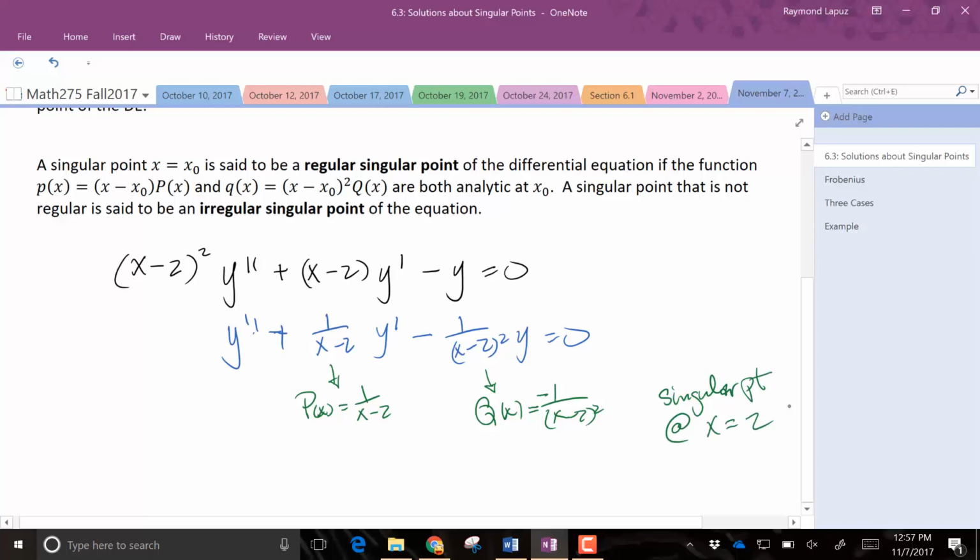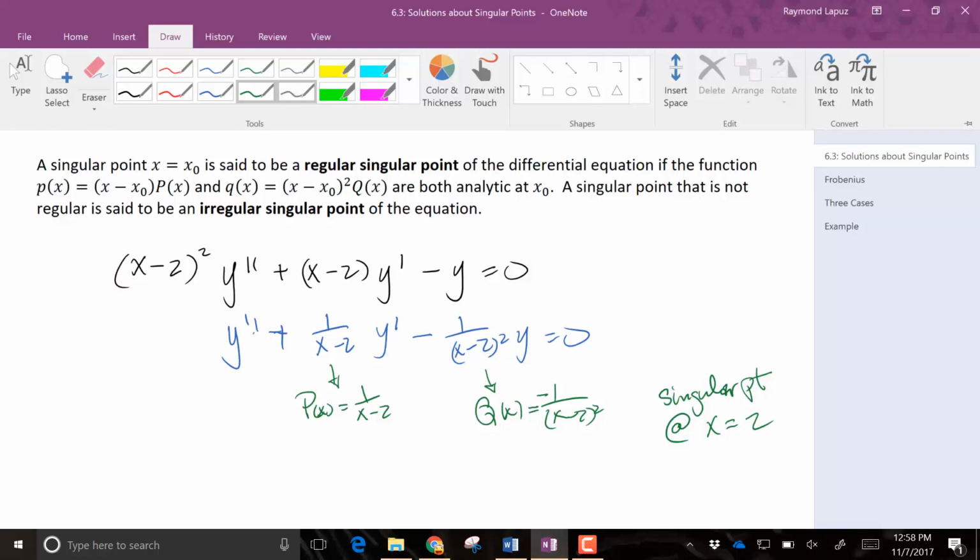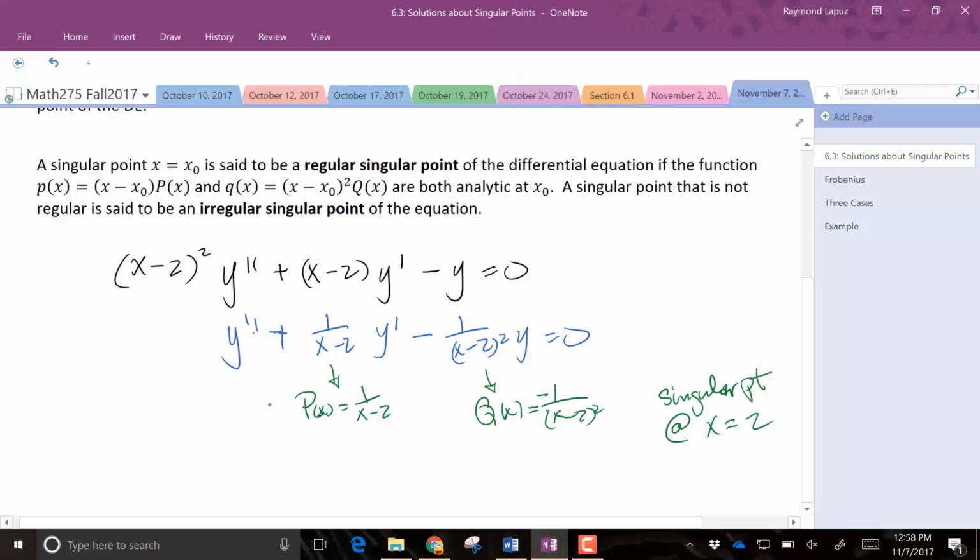Because if you put 2 in there, you get a 0 in the denominator, and that's not a good thing. So now that we know it's a singular point, let's check if it's a regular singular point or an irregular singular point. We do that by multiplying our P function by x minus 2, x minus our singular point, and our P function is equal to 1 over x plus x minus 2.